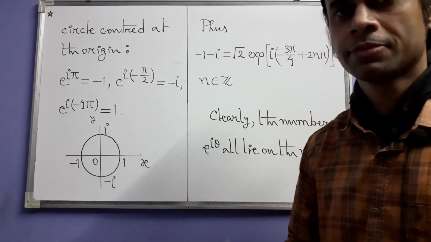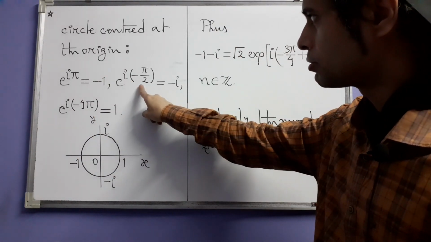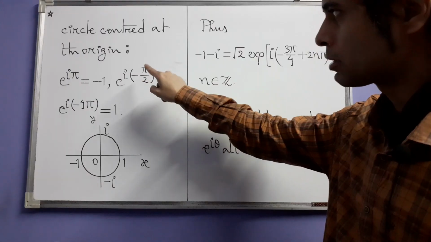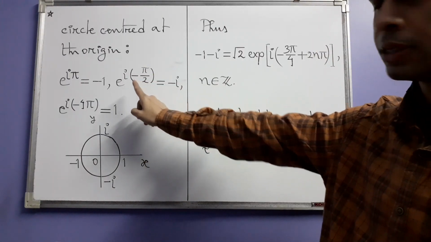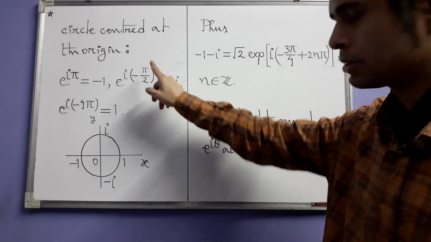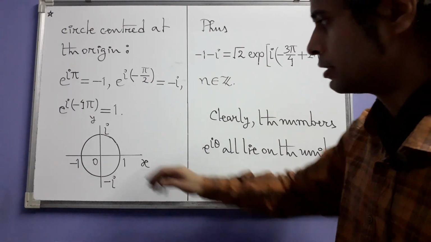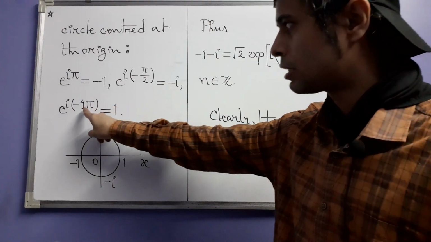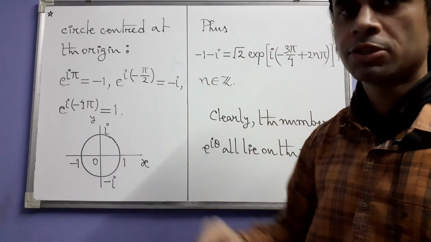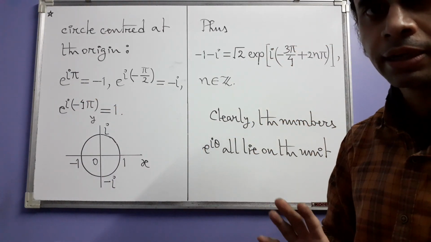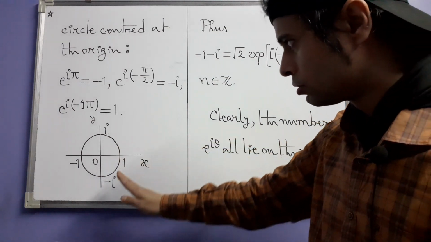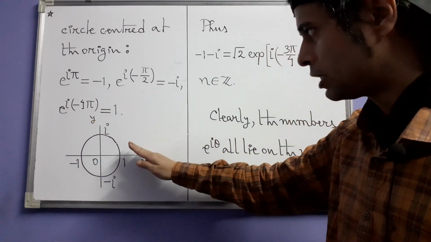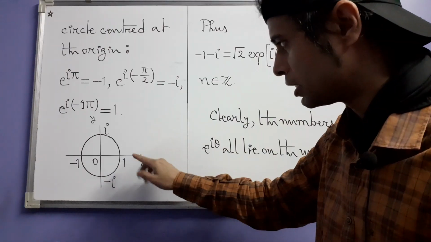Minus 1. That's it. What about this? This corresponds to a clockwise rotation because the angle is negative, through this value pi over 2 radian. Minus i. What about this? This corresponds to a clockwise rotation through an angle 4 pi. Pi, 2 pi, 3 pi, 4 pi: 1.